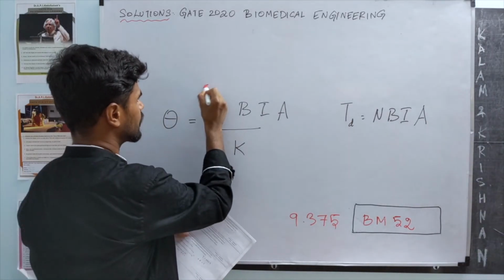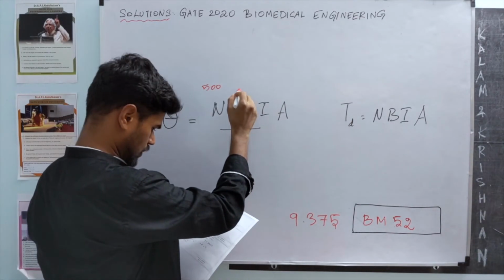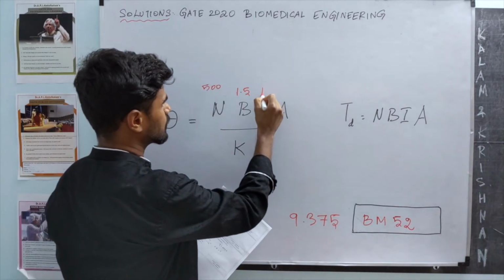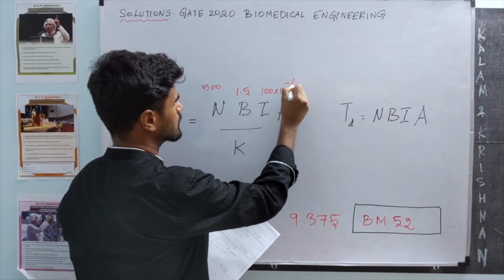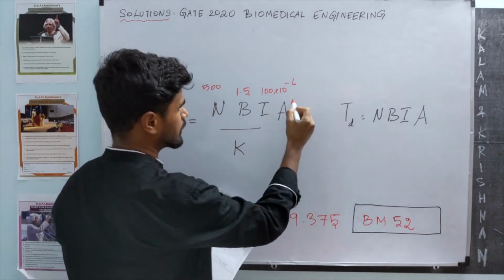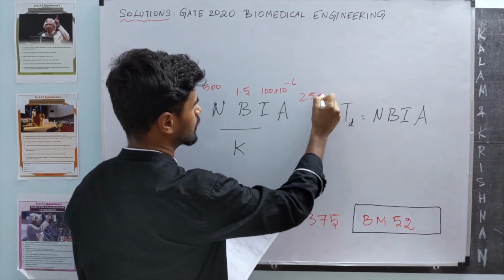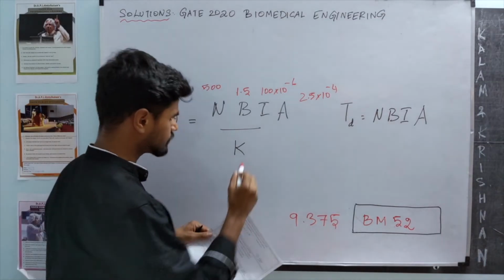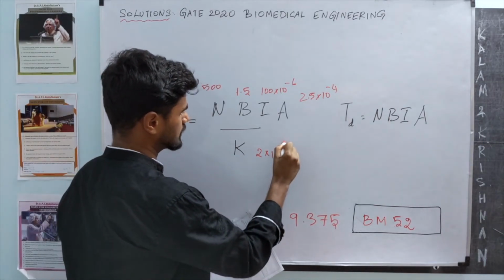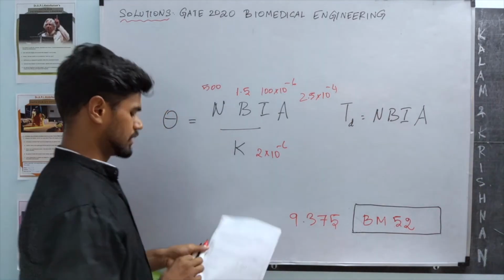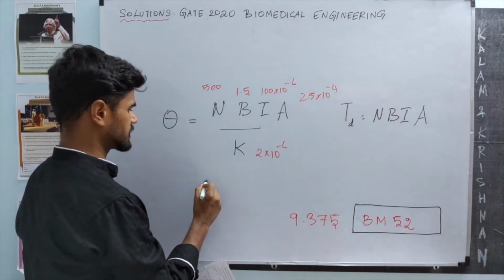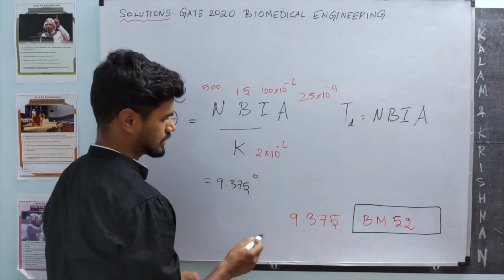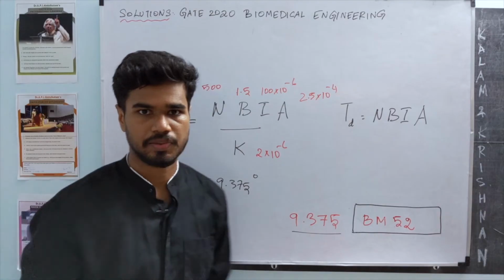So N here is 500, B is 1.5 Tesla, we can leave it as such. I is 100 microamps, so 100 into 10 power minus 6. Area is 2.5 centimeter squared, so it's 2.5 into 10 power minus 4 meter squared, and K is 2 into 10 power minus 6 Newton meter per degree. Just calculate this expression, that turns out to be 9.375 degrees, which is the answer.